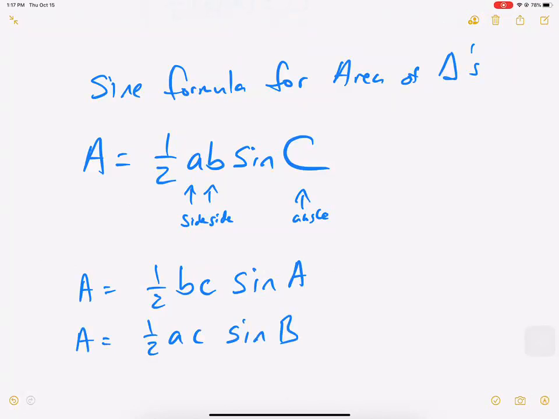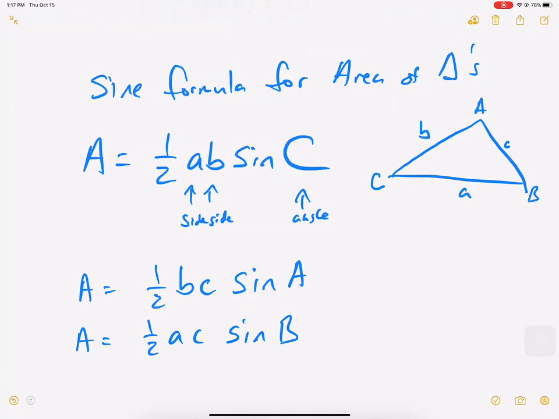Now, when do we know we can use this? Well, as you can see, let's just try drawing this out. I'll call this angle C. So the opposite side has to be little c.